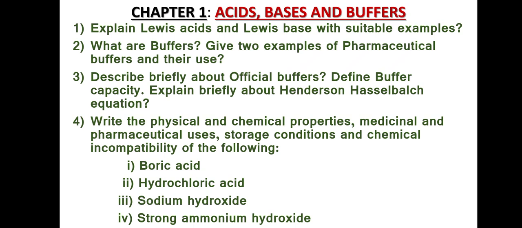Question number 4, so write the physical and chemical properties, medicinal and pharmaceutical uses, storage conditions and chemical incompatibility of the following drugs. We can see which are the drugs. First one is boric acid, second one is hydrochloric acid, third one is sodium hydroxide and fourth one is strong ammonium hydroxide. So these are the 4 important questions in first chapter.